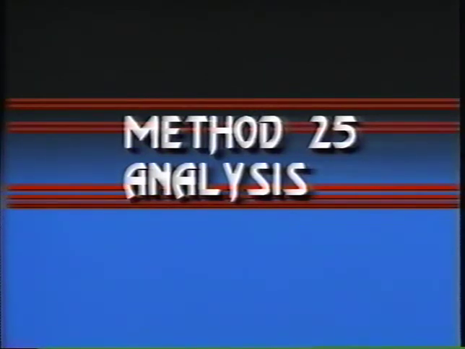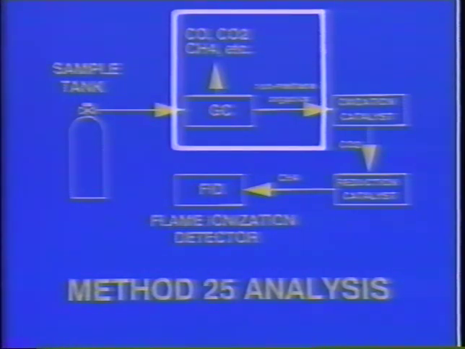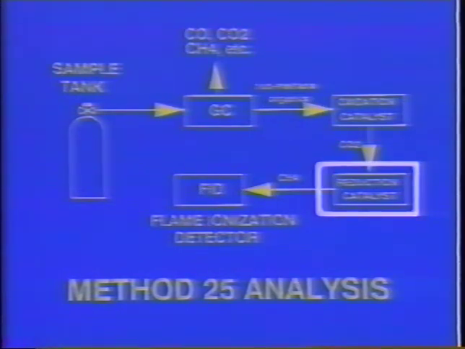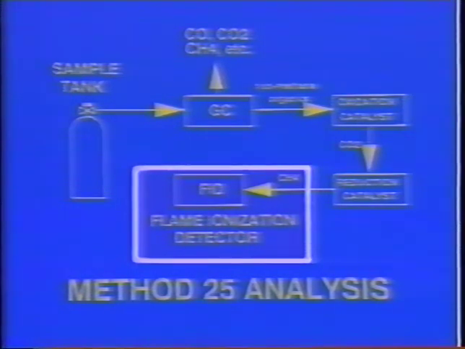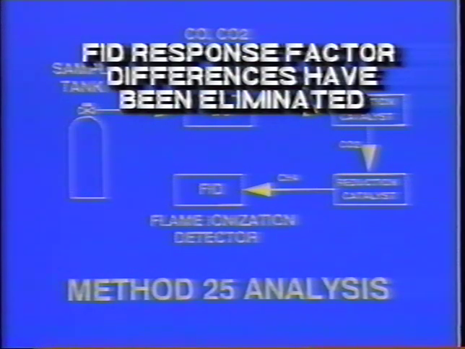The analysis of the non-methane organic compounds is done as follows. A gas sample from the first sample tank is injected into a gas chromatographic column, which separates the VOC from other gases, including CO, CO2, and methane. A catalyst oxidizes the VOC to CO2. Another catalyst reduces the CO2 to methane. The methane is measured by an FID. Because the sample gas contains only a single organic compound, methane, any FID response factor differences have been eliminated.